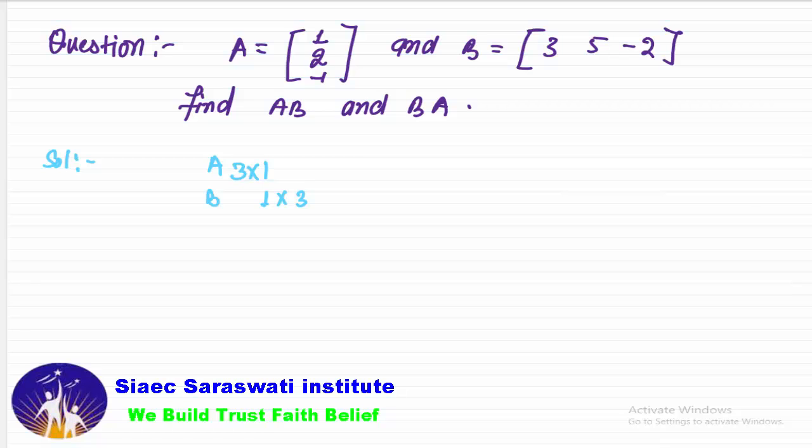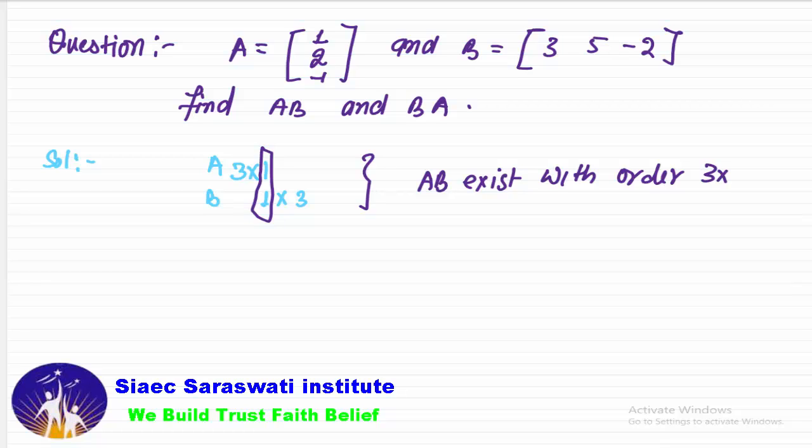Since the condition is satisfied, it means AB exists with order 3 by 3.